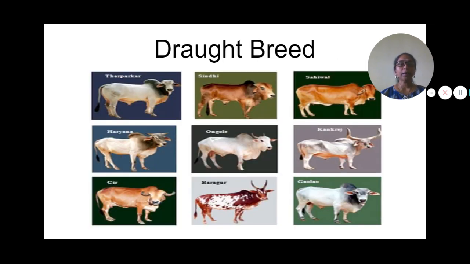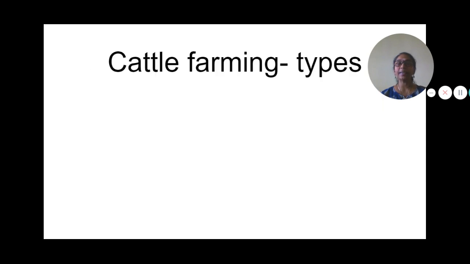The purpose of cattle farming is for obtaining milk, and the animal can be used in the fields. So, based on this, it is divided into milk breeds and draught breeds. In milk breeds, we use both indigenous and exotic varieties of cattle. Some of the indigenous draught breeds are there on the screen. The known draught breeds are Kankrej and Ongole. The buffaloes for breeding are Bos bubalis and Bos indicus.